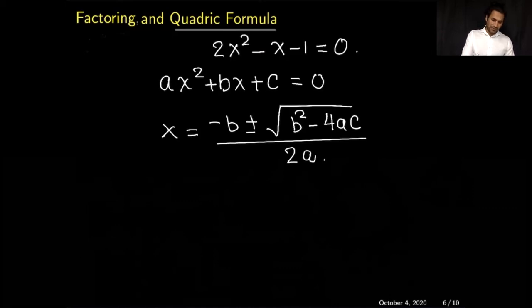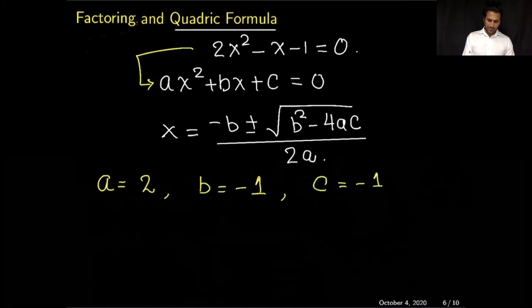So if I compare my example with this general form of the quadratic equation, I first need to locate what my a is. A is in this case 2, which is the coefficient of x squared. B is the coefficient of the term x. In this case, this is negative 1. And C is the constant term, and in this case, it is also negative 1. So when I plug these values A, B, and C into the quadratic formula, I will get the roots of my quadratic polynomial.